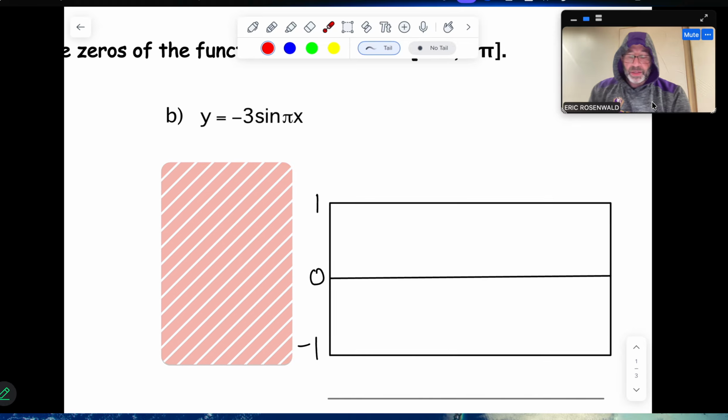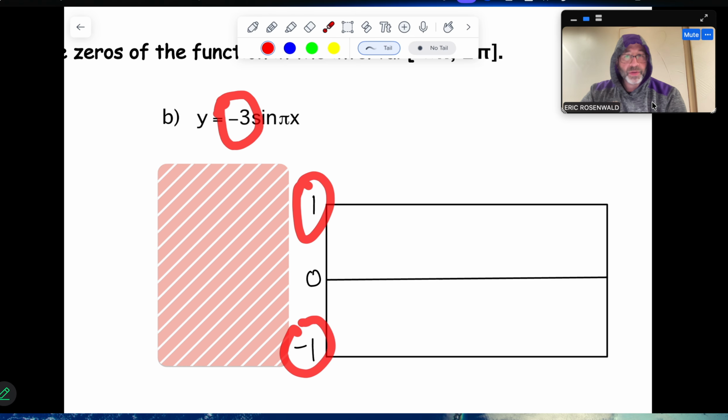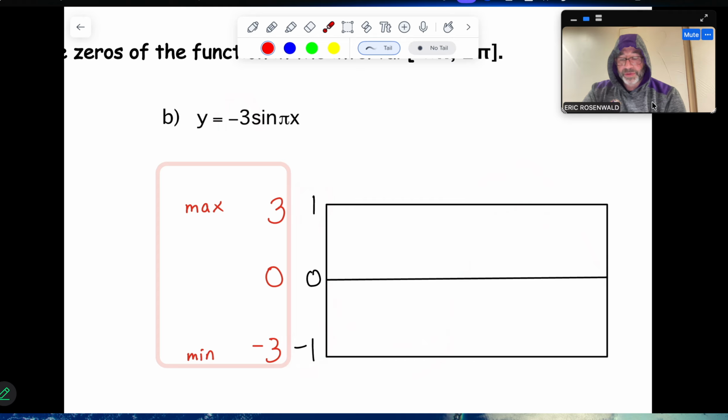Let's talk about the next one, -3 sine of pi x. We're again looking at the max and the min for this one. Sine's max and min are also 1 and -1. But we have an a value of -3. So that means we're going to take our values and multiply everything by 3, but there's going to be a reflection that takes place. So the graph would actually end up looking like this. But again, the max and the min are these two spots right here. Those are going to happen at 3 and -3.